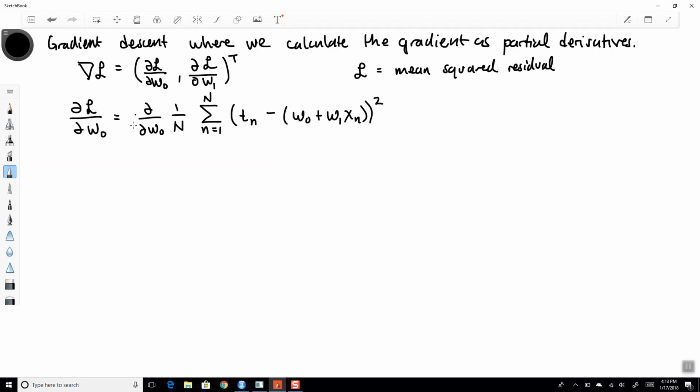If I take the derivative of this, I can just apply the chain rule. I don't even have to expand it out. I'll get 2 times (Tn minus (W0 plus W1 xn)) multiplied by the derivative of what's on the inside, which is just going to be multiplied by -1, right?